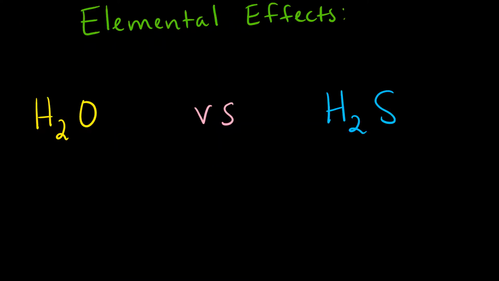In this video, we're going to look at the elemental effects. And to do this, let's go back to the H2O versus H2S example. And of course, the conjugate bases of these acids are OH- and SH-. And we saw that H2S is significantly more acidic than H2O. So let's look at what is the same and different between the two conjugate bases here. The conjugate base of each of these acids has a formal charge of -1, so there's no difference there. However, in OH-, the charge is localized on the oxygen atom, and in SH-, the charge is localized on a sulfur atom.